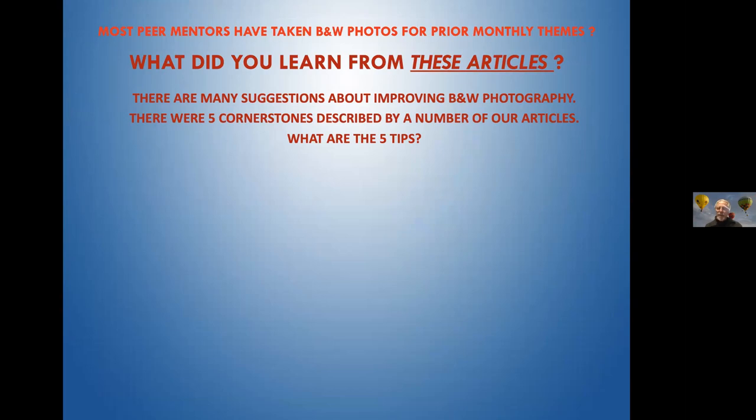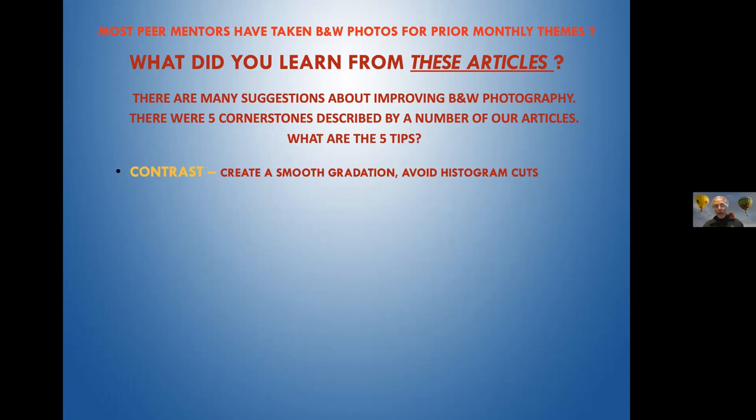This is kind of what we're going to try to encourage you to do as we go through them. There are many suggestions about improving black and white photography. There were five cornerstones described by a number of our articles. What are the five tips? I'm grading everybody from A to Z here. Tone, shape, shadow, texture. I forgot the last one. Contrast, tone. So there are people that are actually covering for you that didn't actually read it.